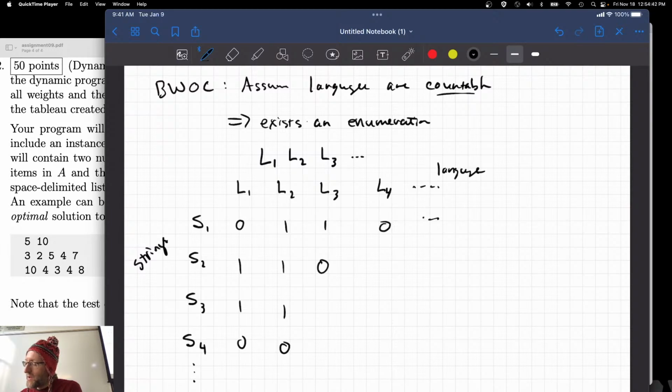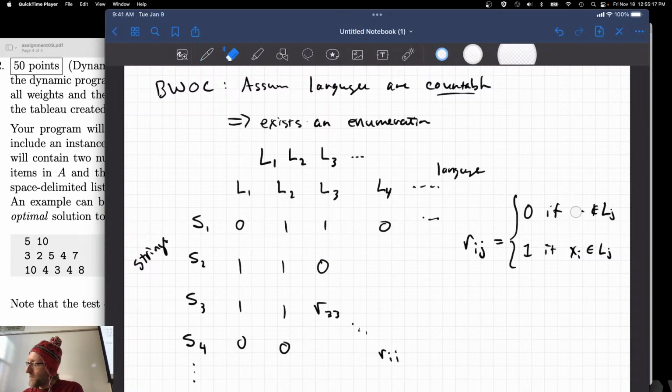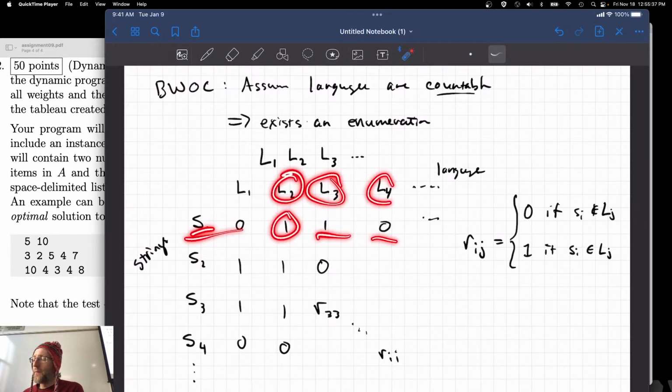Now let me generalize this. This will be, I don't know, R sub 3,3, or generally it's going to be R sub i,j. Result, right? Where R sub i,j is going to be equal to 0 if S sub i is not in language L sub j, and it's 1 if S sub i is in language L sub j. I should use S, because I want to emphasize that they're strings, not numbers. So in other words, S1 is not in the first language. S2 is in the second language. It is in the third language. It's not in the fourth language.